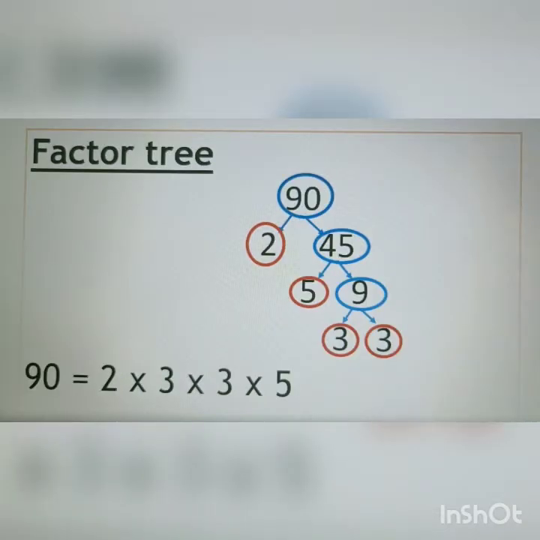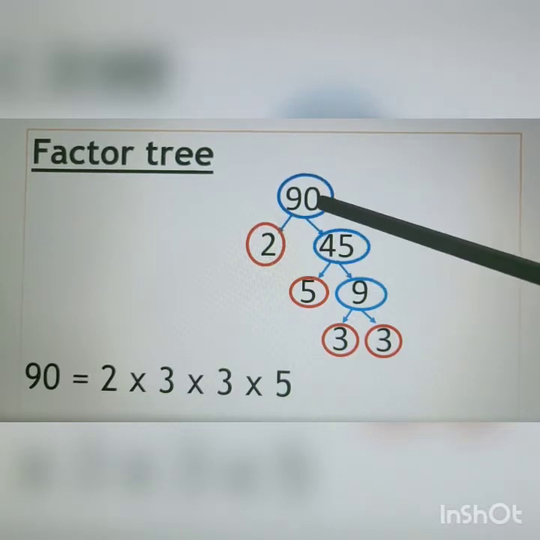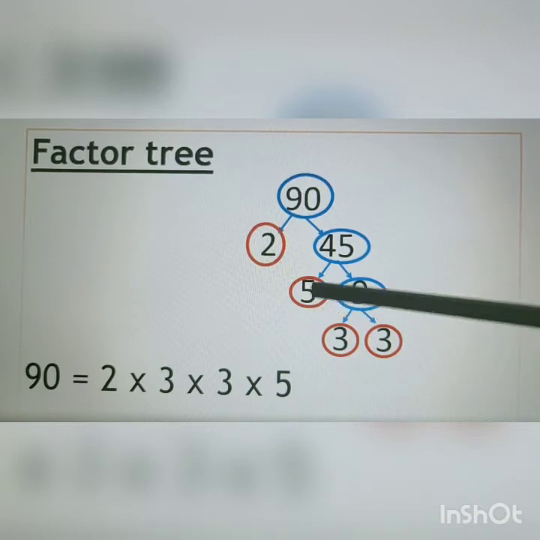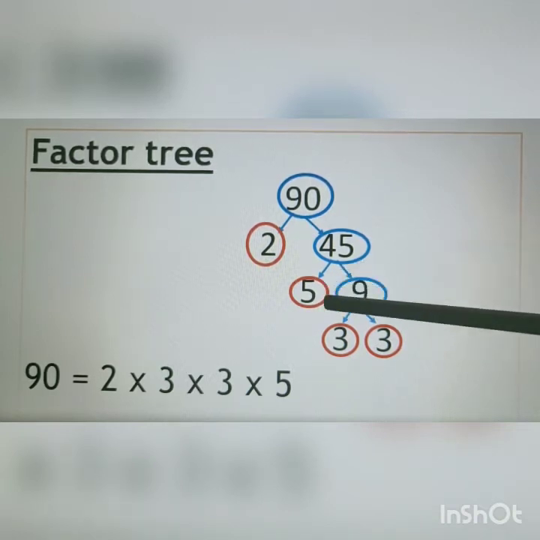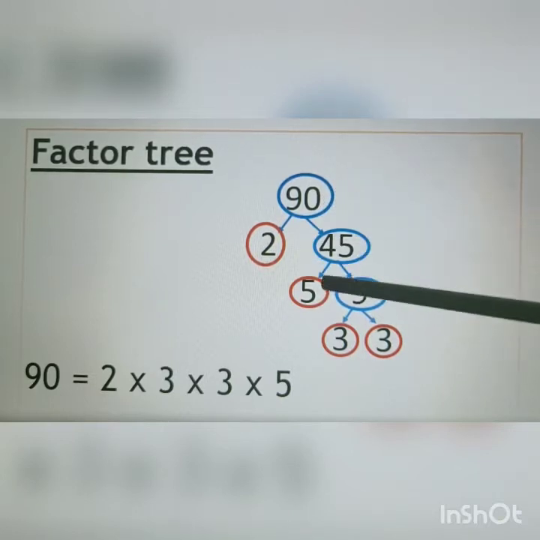Next is factor tree of 90. We know 90 is equal to 2 into 45. So it can be written as 2 and 45 here. And 2 is a prime number. So one of the prime factors of 90 is 2. And 45 can be written as 5 into 9. And 5 is a prime number. So one of the factors of 90 is 5.